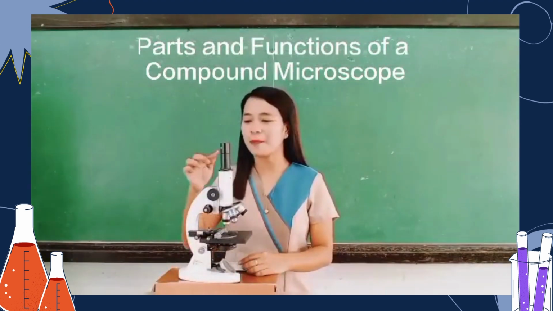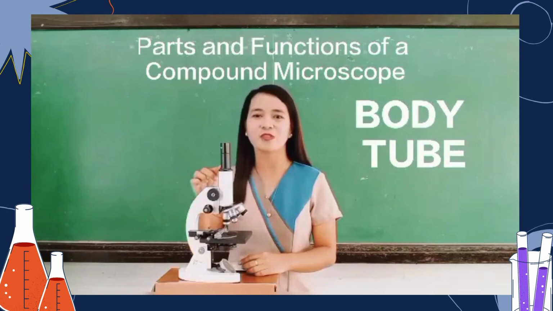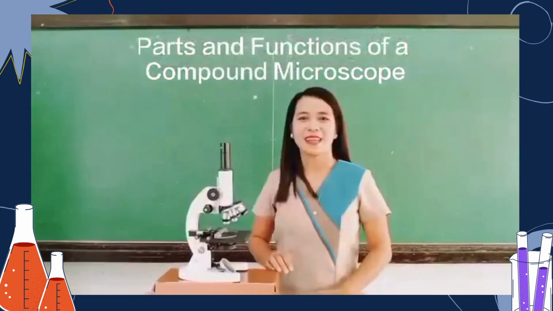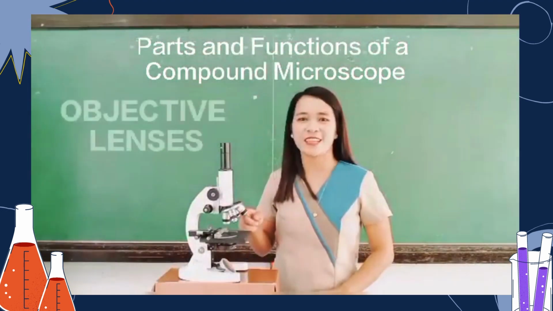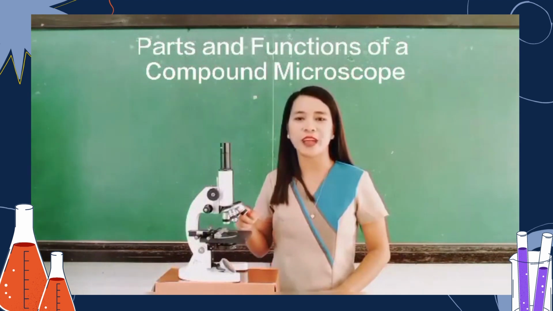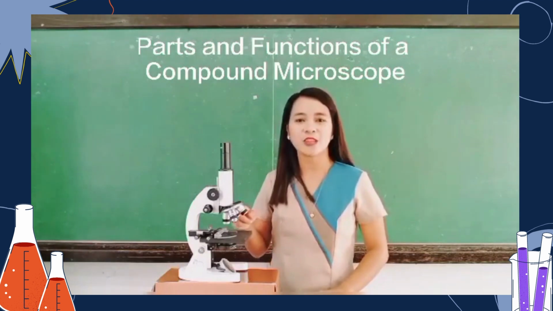The next part is the body tube. It is a long tube that connects to the objective lens and is attached to the revolving nose piece and eyepiece. The next part is the objective lenses. It is used in combination with the eyepiece to provide a range of magnification. And it is located on the nose piece at the bottom of the body.